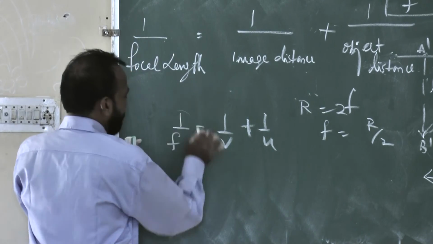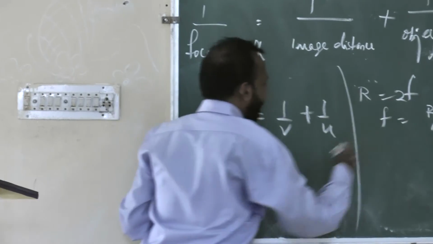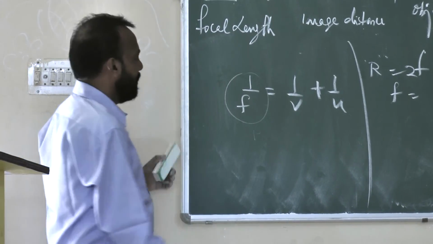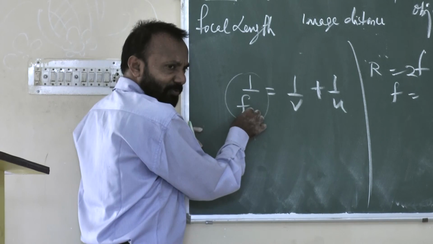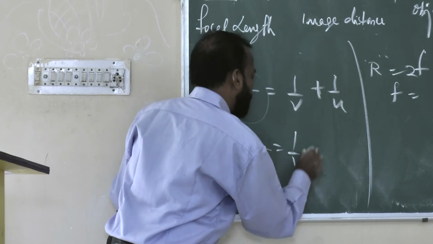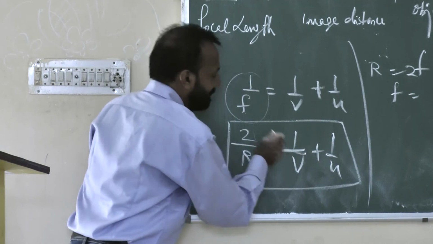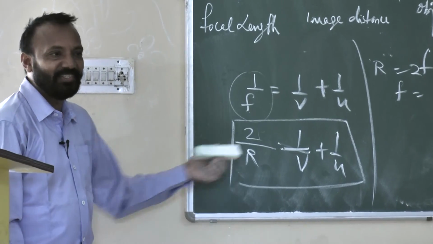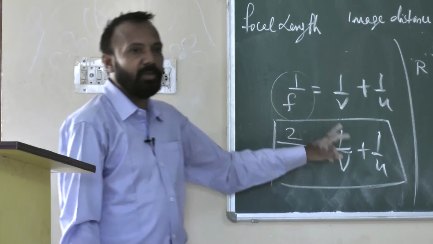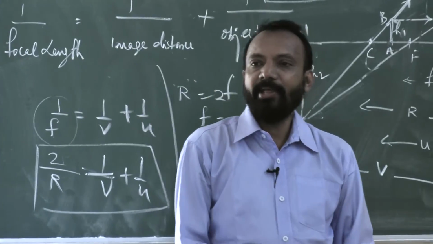Now, in place of F, I want to use R by using this concept. F is equal to R by 2. So what will be the equation? Please tell me. F is equal to R by 2, so 2 will go up to the numerator. So 2 by R is equal to 1 by V plus 1 by U. No mistake was made, so it is correct.